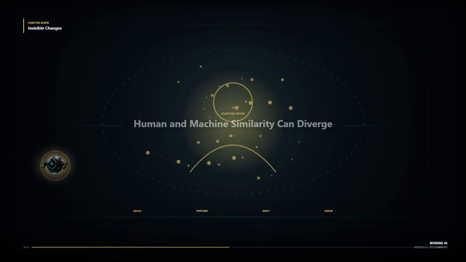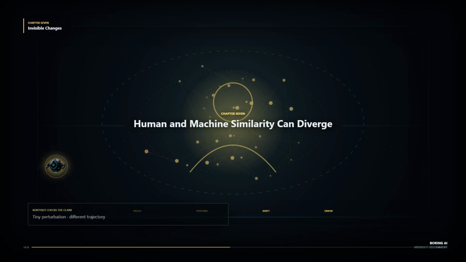Chapter 7: The Picture That Changes Without Changing. Visual networks can be remarkably accurate and unexpectedly fragile.